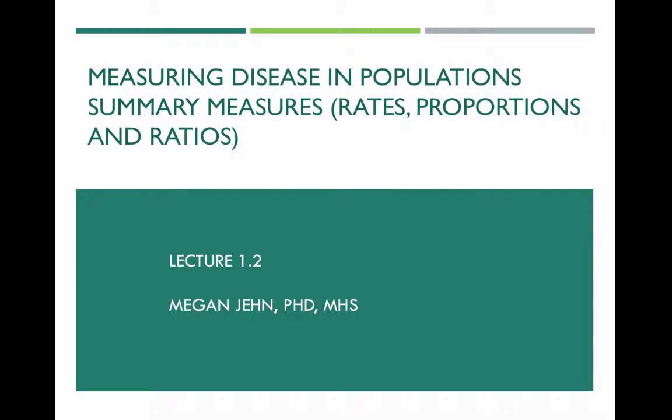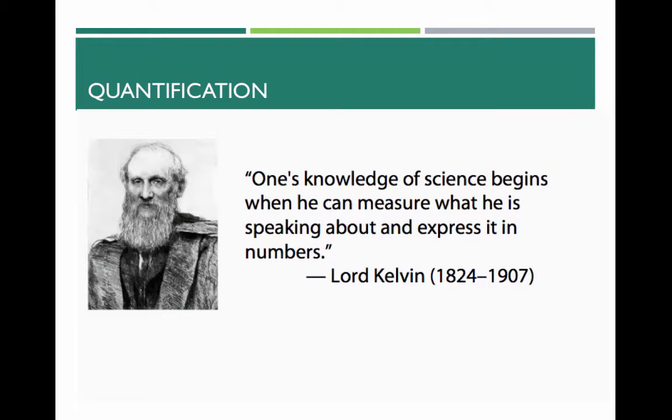Hi everyone. Today's lecture we're going to discuss some of the more common measures of disease frequency that are used in epidemiology: rates, proportions, and ratios. We talked last time about the defining features of epidemiology. Quantification is one of these defining features. By carefully quantifying the burden of morbidity and mortality in a population, we can monitor trends in disease, evaluate health interventions, and begin to explore disease etiology.